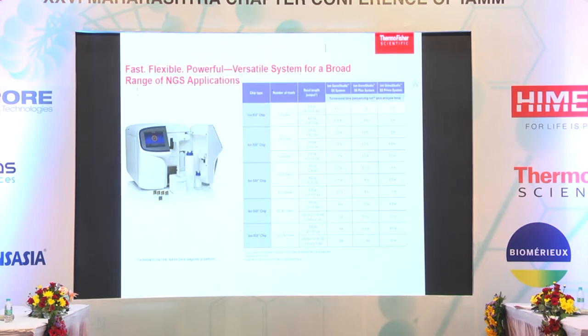So the output of the different chips is now on your screen. The 510 chip is available to give you 2 to 3 million reads. The 520 chip is available to give you 4 to 6 million. And if you go higher, the 550 chip is able to give you 100 to 130 million reads. These chips are capable of running 200 to 600 base pair chemistry. 520 and 530 chips are able to run 200, 400, 600 base pair chemistry. 540 chips are able to run 200 base pair chemistries.